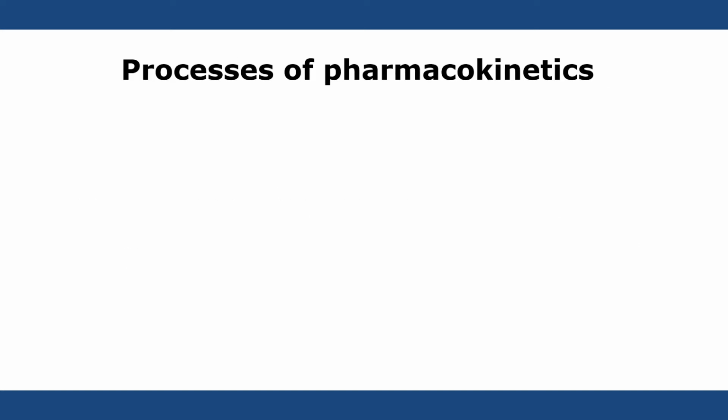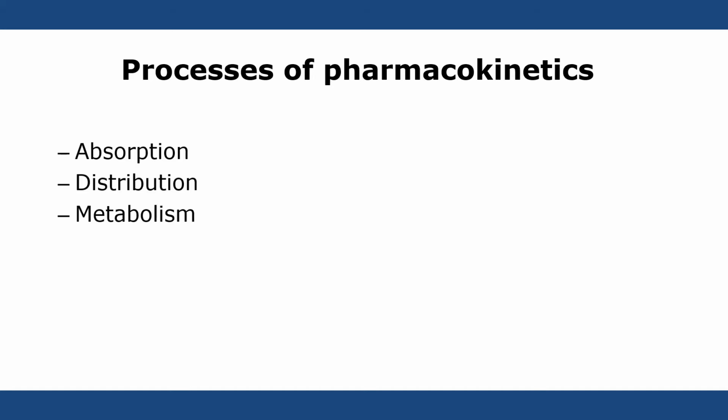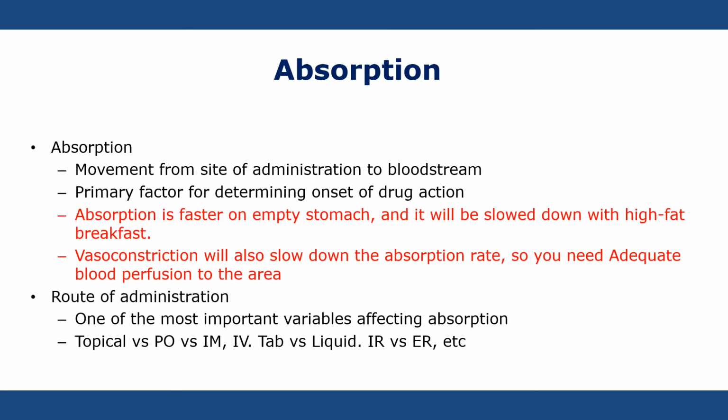So there are four processes of pharmacokinetics: absorption, number one; number two, distribution; number three, metabolism; and number four, excretion. And we are going to talk about these four things in detail right now. So the first one on the list is absorption. Well, absorption simply means when the drug is absorbed or moves from site of administration to bloodstream.